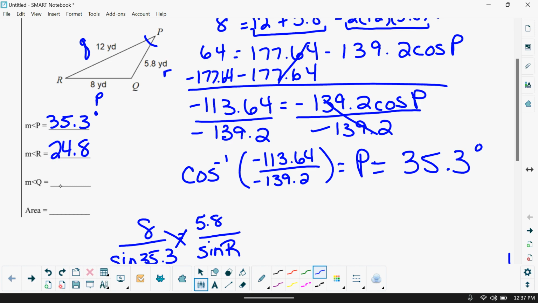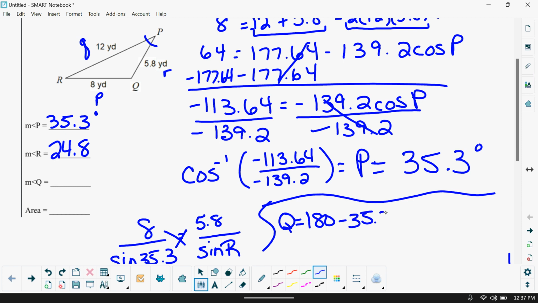Now remember for Q, I already know two angles. So to find Q, all angles of a triangle add up to 180, and we're going to subtract the two angles we got. So 180 minus 35.3 minus 24.8, and I get, whoopsies, 119.9. I really evidently want that to be 111. 119.9. Now we're going to find the area.